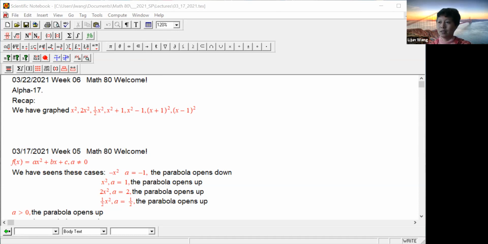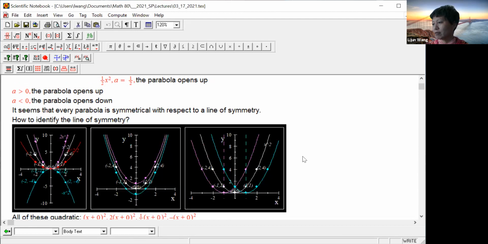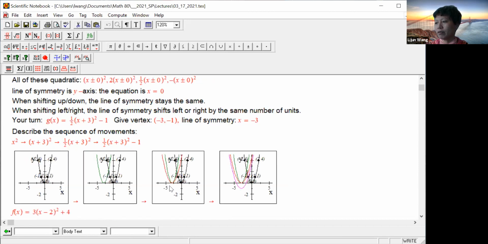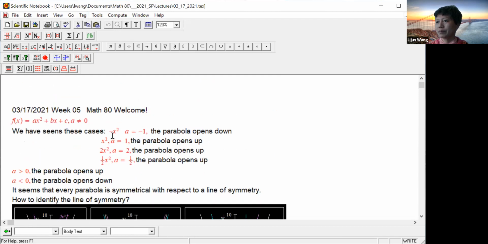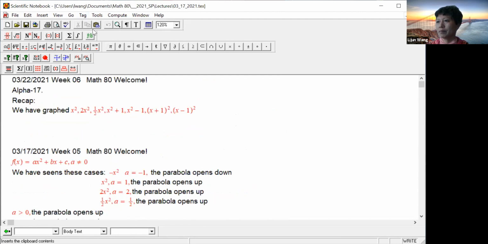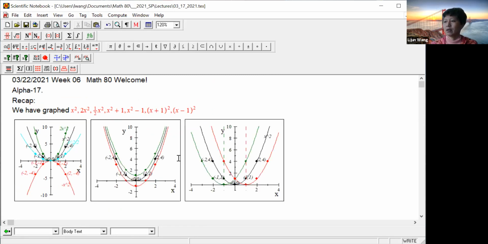All right. So when I bring the picture up here, I think that we have a pretty comprehensive summary, right? How to identify the line of symmetry and all of those you're being quizzed on. This is the summary that we did last time. These pictures summarize what we did last time.